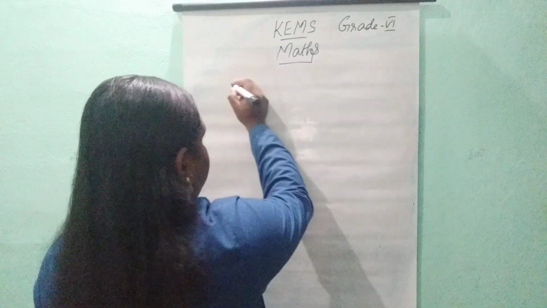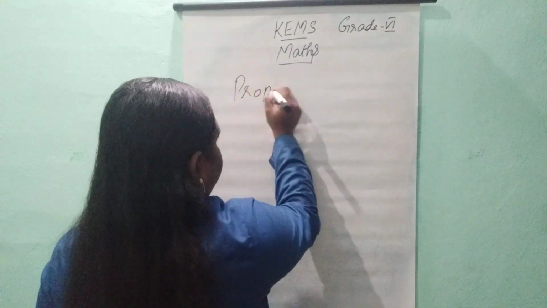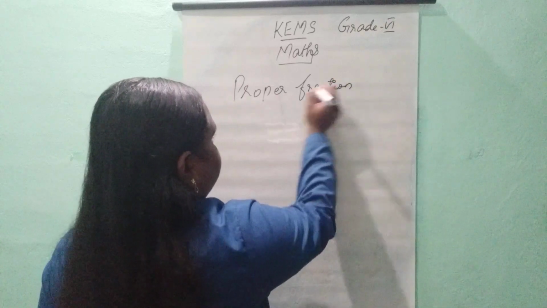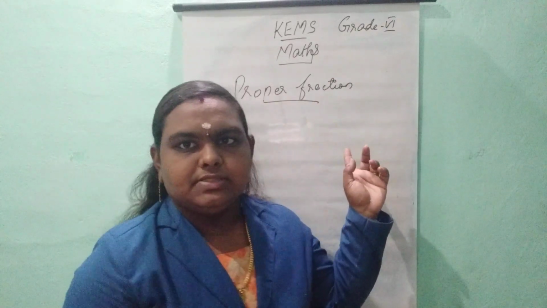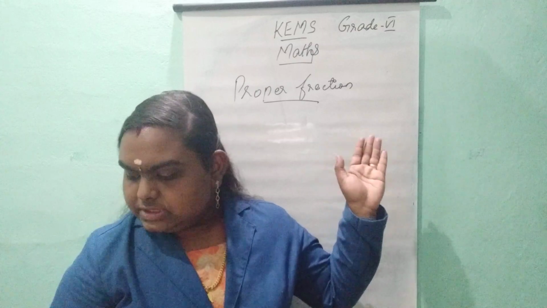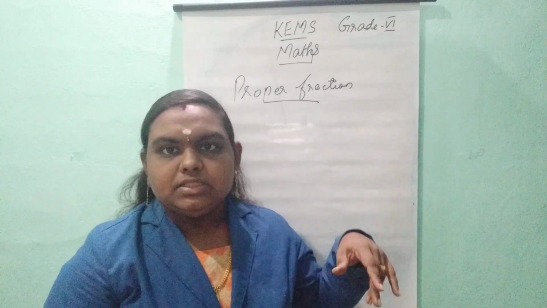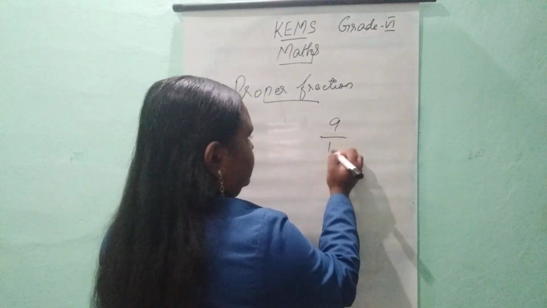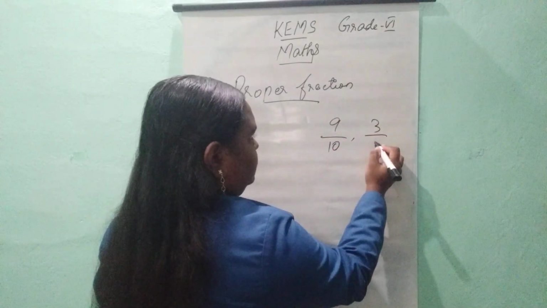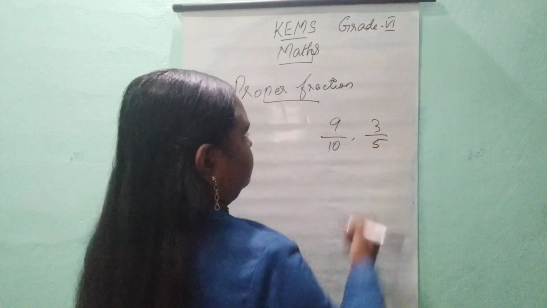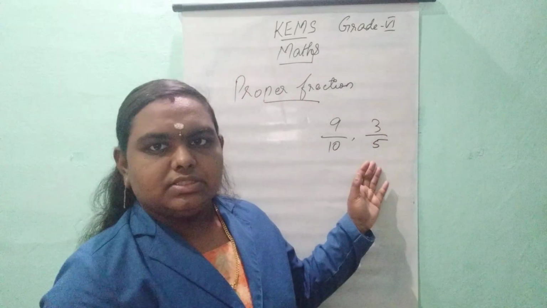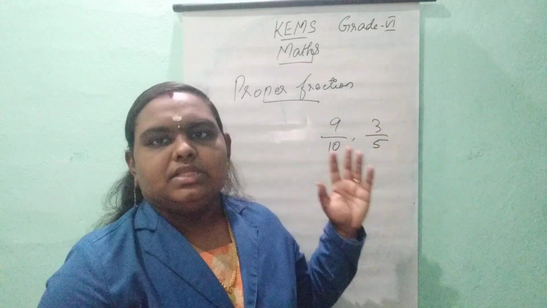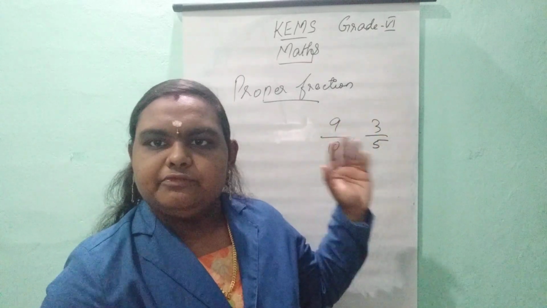Proper fraction means the numerator will be less than the denominator, like 9 by 10, 3 by 5, like that. The denominator will be the biggest number and the numerator will be the smallest number. That is known as the proper fraction.